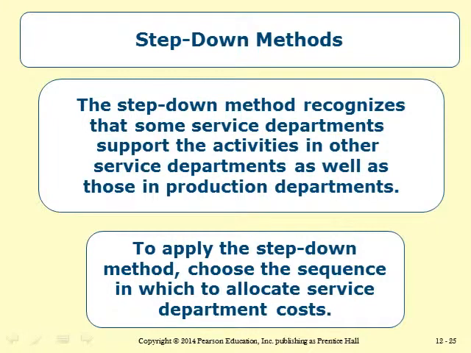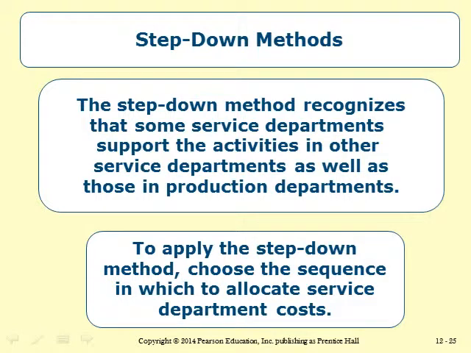And so in contrast, the step-down method takes into account that some service departments support the activities in other service departments as well as those in producing departments. So to apply the step-down method, we choose a sequence of service department allocations, starting with the service department that renders the greatest service as measured by cost to the greatest number of other service departments. The last service department in the sequence is the one that renders the least service to the least number of other service departments. We allocate the cost of one service department at a time, assigning the cost to the producing department and to the remaining service departments.